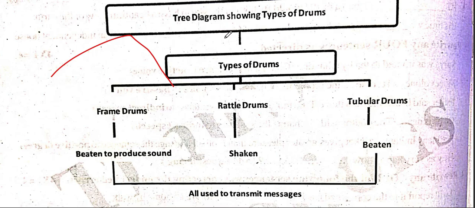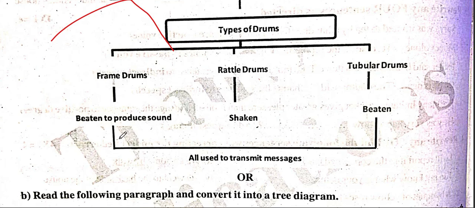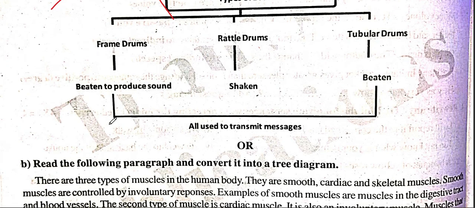Tree diagram. Okay, the given tree diagram shows the different types of drums. There are three types of drums shown in the figure: frame drums, rattle drums, and tabular drums. Frame drums are beaten to produce sound, whereas rattle drums are shaken to produce sound. And tabular drums are also beaten. Tabular drums and frame drums, both of them are used to transmit messages.